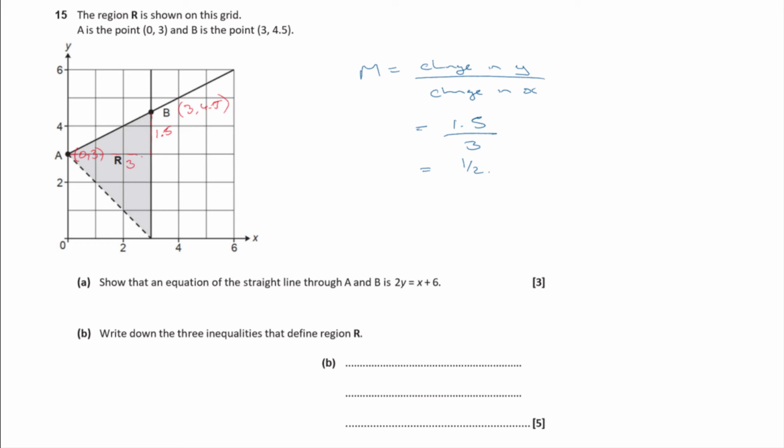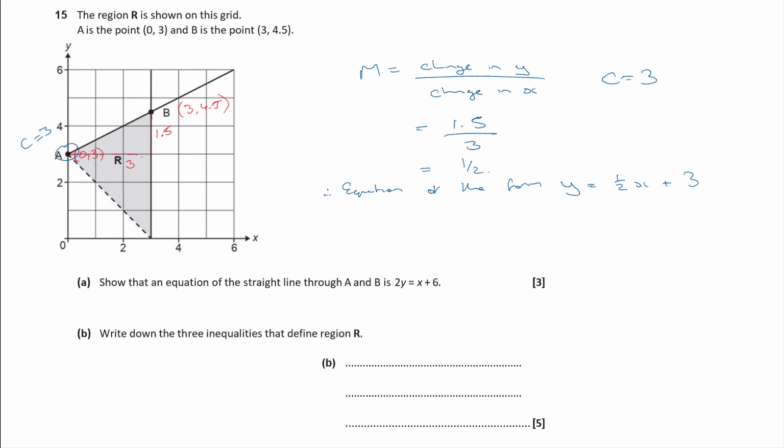So the equation is going to be of the form y equals a half x plus c. But we know the y-intercept as well. Look, the c value is here. So c equals 3 because the line passes through the y-axis at 3. So it's going to be a half x plus 3 then, isn't it? Because we know that c is equal to 3 from the diagram.